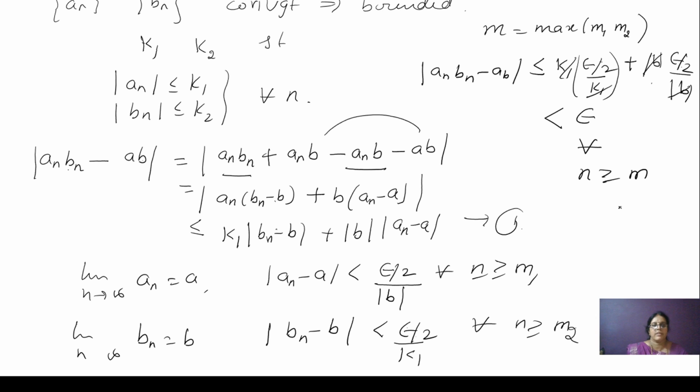It is once again because n is greater than or equal to m1 and n is greater than or equal to m2. So n is greater than or equal to the maximum of m1 and m2, which is m. So this condition proves that a_n b_n converges to ab. So this proves the formula. The product a_n b_n converges to ab. Thank you.